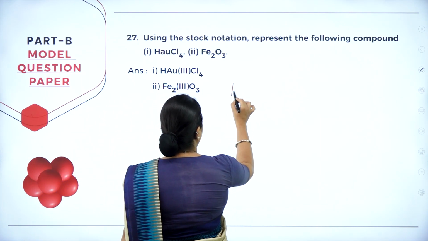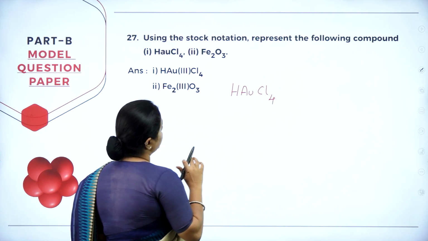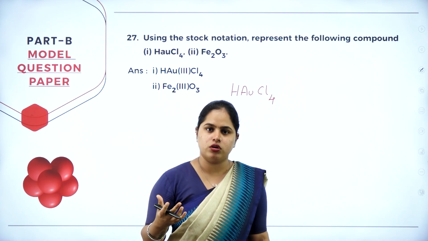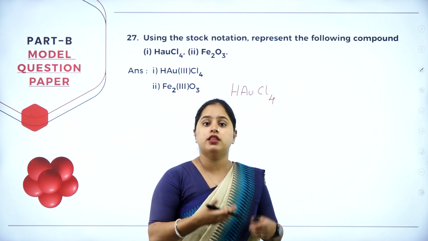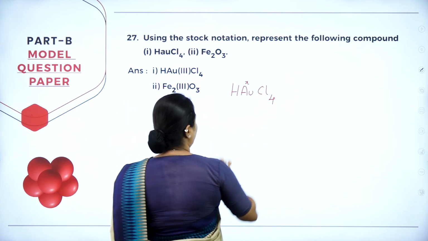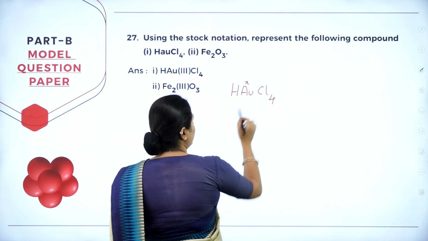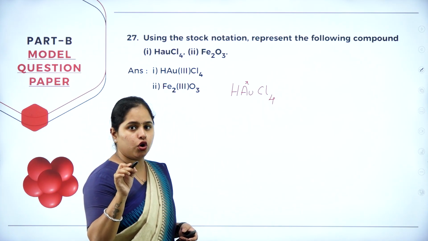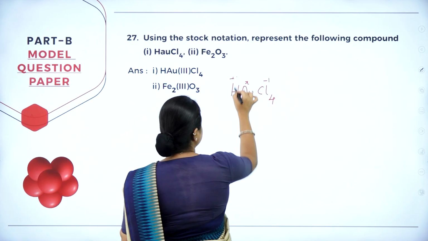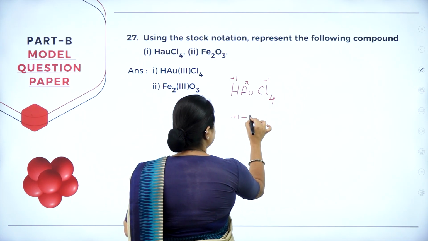So let's take the first one, HAuCl4. What you have to calculate using stock notation? For that, first you have to calculate the oxidation number, right? For the gold, Au, we do not know the oxidation number, so I take it as X. Chlorine belongs to halogen, so for each chlorine, you will have -1 oxidation number. And for hydrogen, it is +1, right? So +1, and for gold, it is plus X.